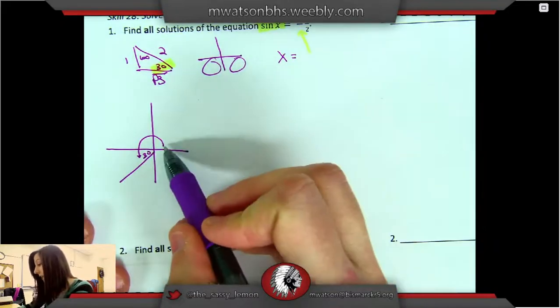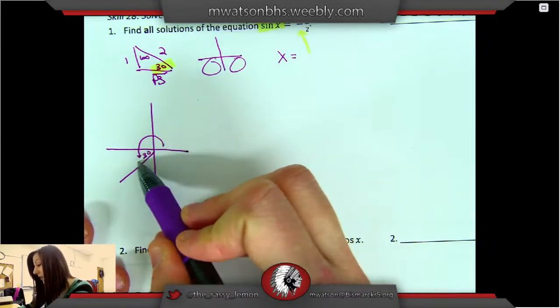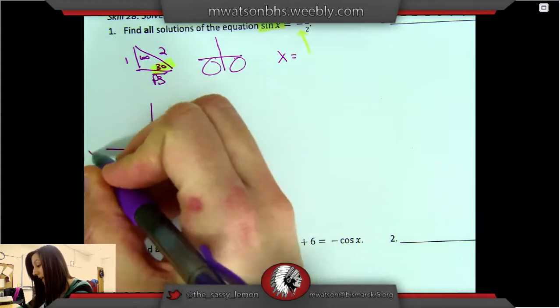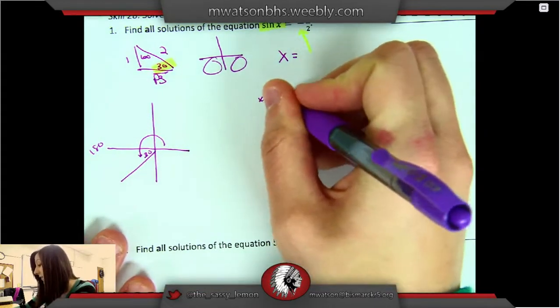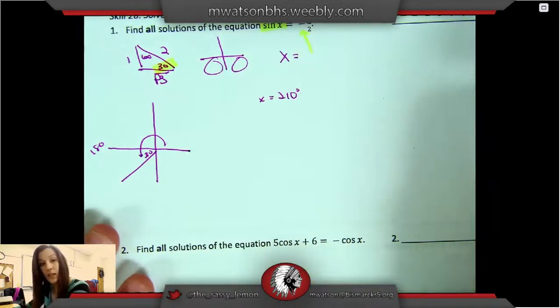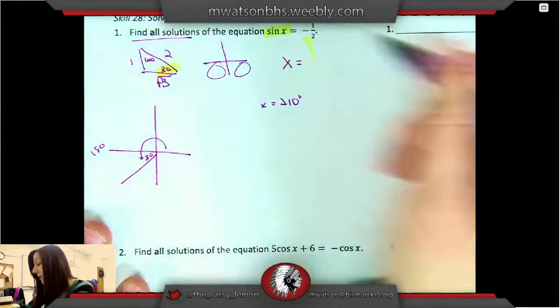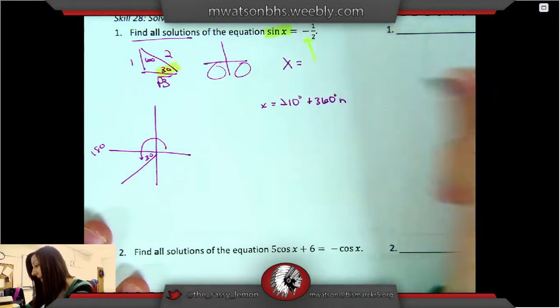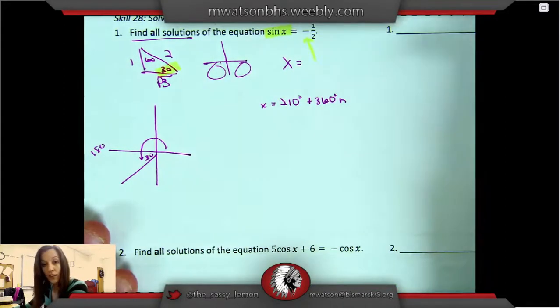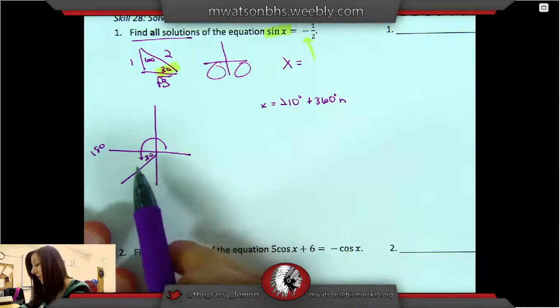And then I just realized, okay, to get this whole angle, I need to add 180 and 30 degrees, and I'm going to get 210 degrees. Now this says find all possible solutions, so I'm also going to have to tack on a 360 to account for all possible solutions for this quadrant.